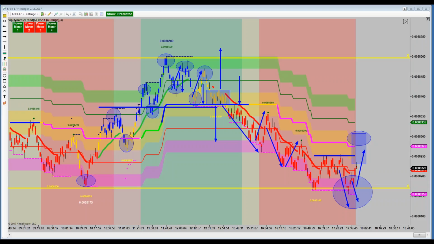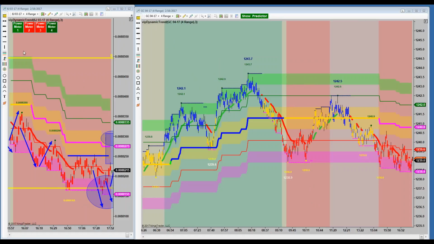I want to get gold on here. I want to get crude. I want to look at a few other ones before I run out of time. Let's put this off to the side. We'll just keep an eye on it. All right, let me get the gold down here. Let's take a peek at gold. Okay, you ready? Here we go. This is gold right now, the right-hand chart.